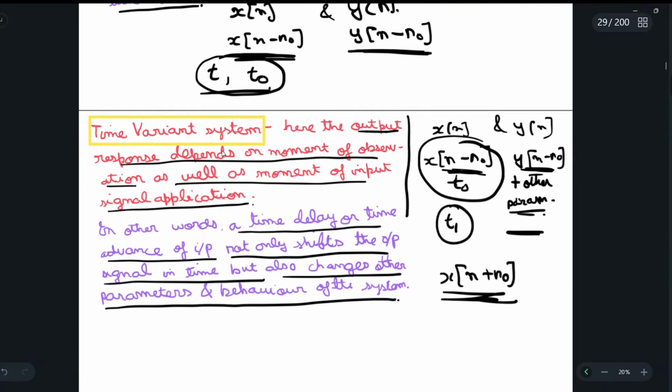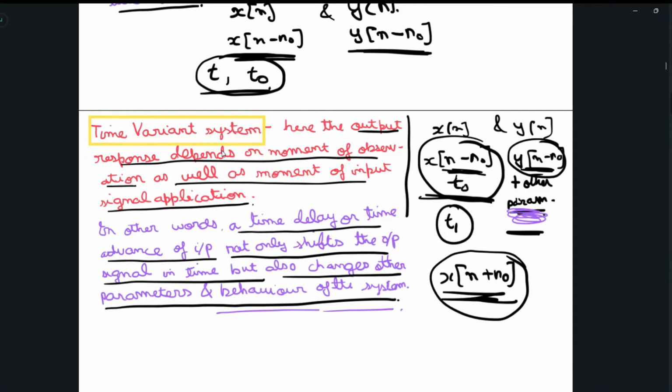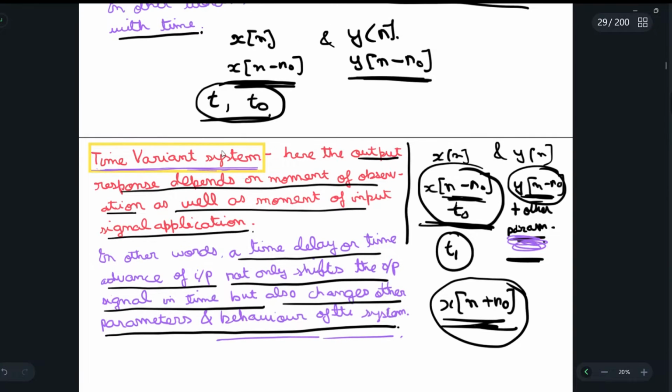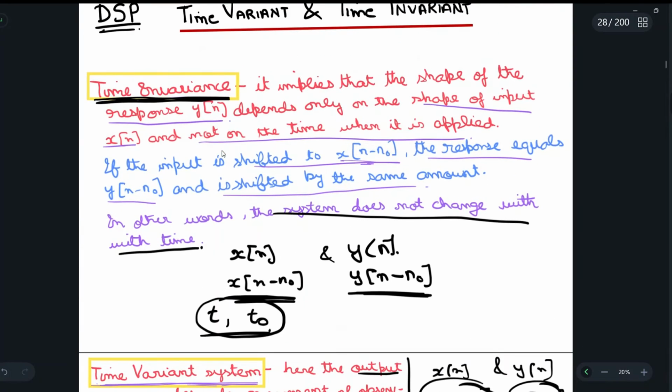That is, if we are time advancing or time delaying it, the change in the output is not only a shift of the signal, but the other parameters and the behavior of the system also change along with the shift in the output. It can be understood by the name also: in a time variant system, the output varies with time with the change in the input. So this is a time variant system, and this was a time invariant system. Guys, I hope you were able to understand it.